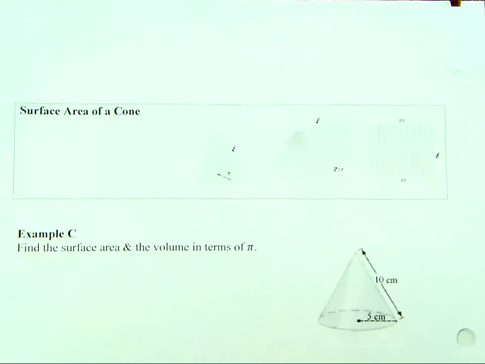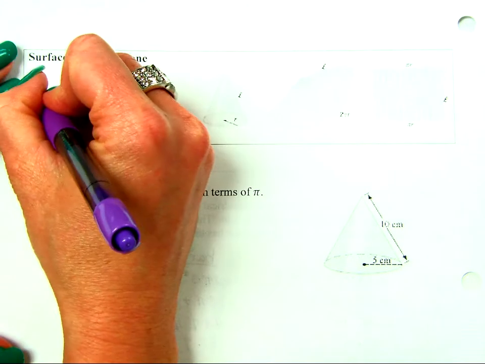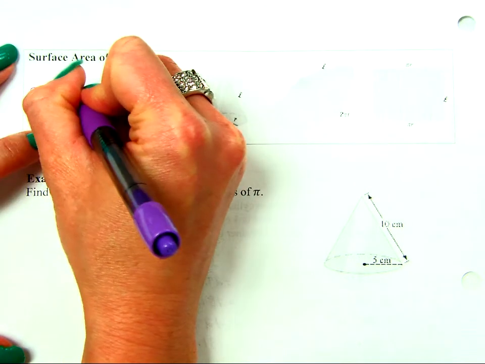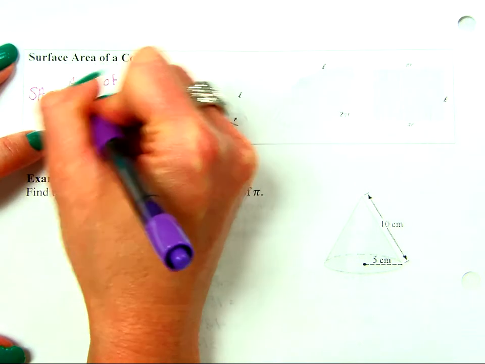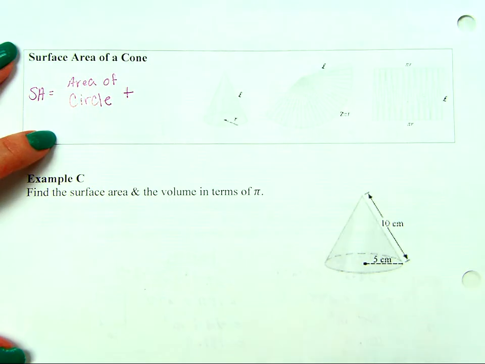All right, let's take a look at one more. Lastly, we have the surface area of a cone. When we talk about the surface area of a cone, again, we're wanting to cover all of the surface. We know that we would need the area of the base, which would be our circle, plus we need to take whatever is around.